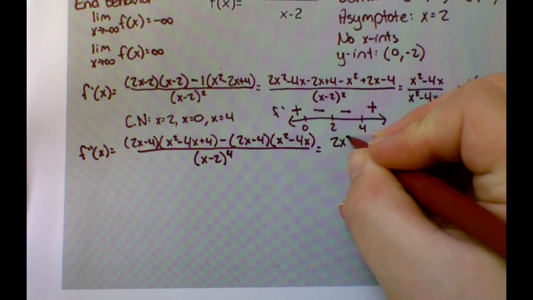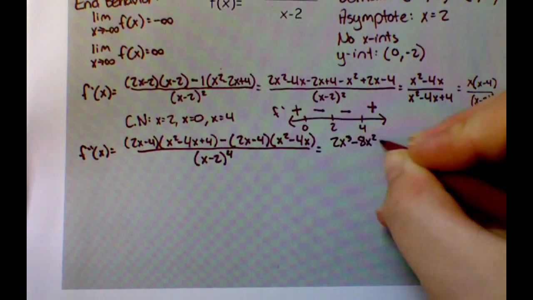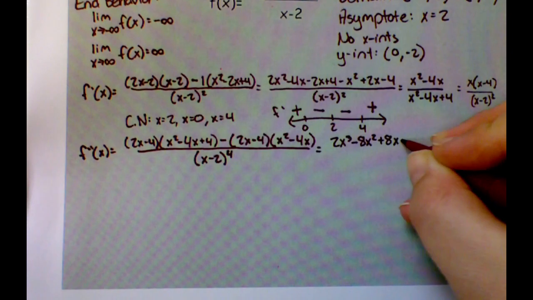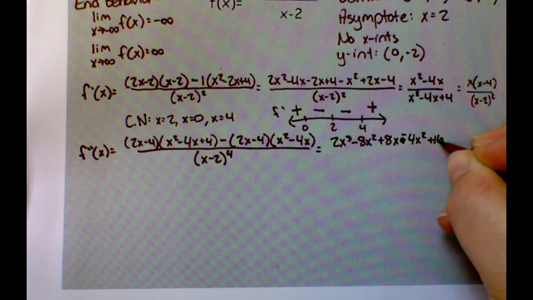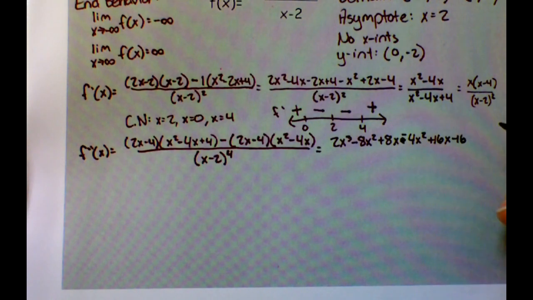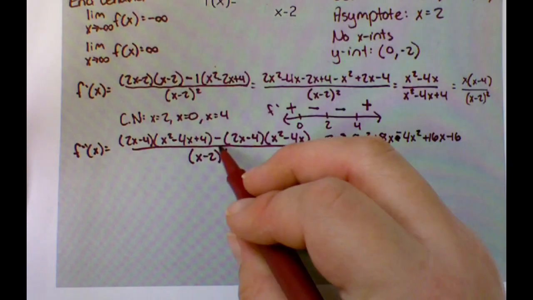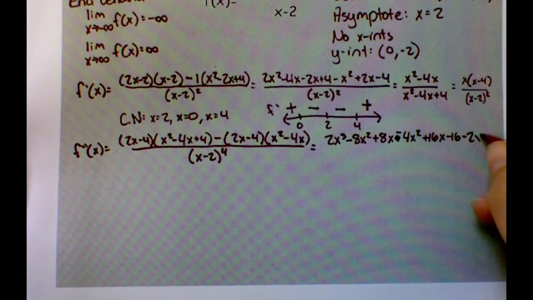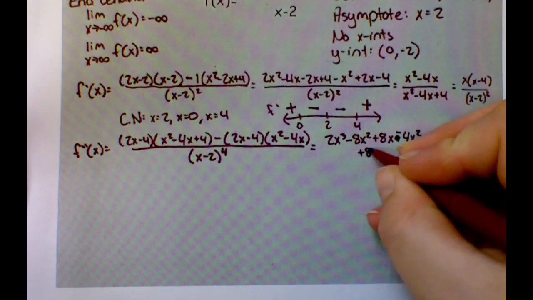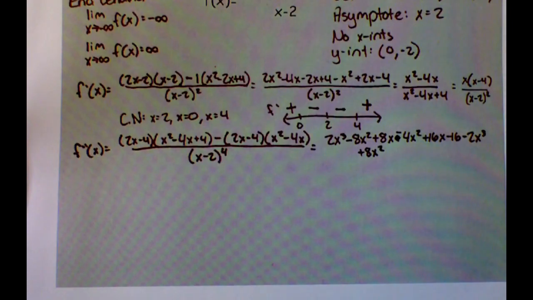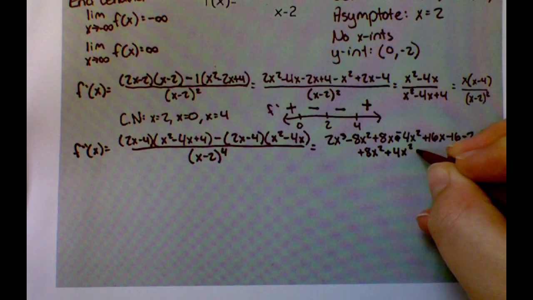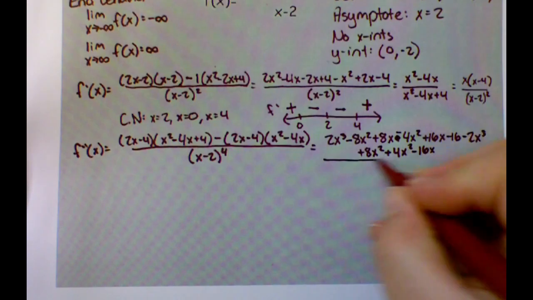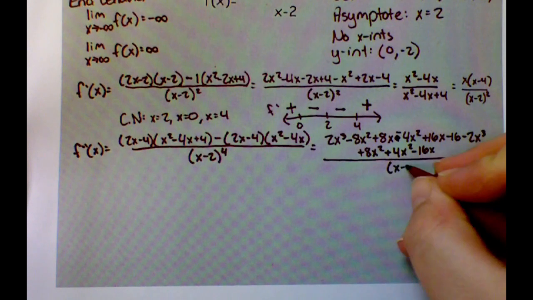Multiply all this out. The second derivative becomes a lot more work, right? We get 2x cubed minus 8x squared plus 8x minus 4x squared plus 16x minus 16. And here I have to distribute that minus also, so I get minus 2x cubed plus 8x squared. Sorry, I'm going on to a second line because I was running out of space. Plus 4x squared minus 16x. And that is still all over x minus 2 to the fourth power.